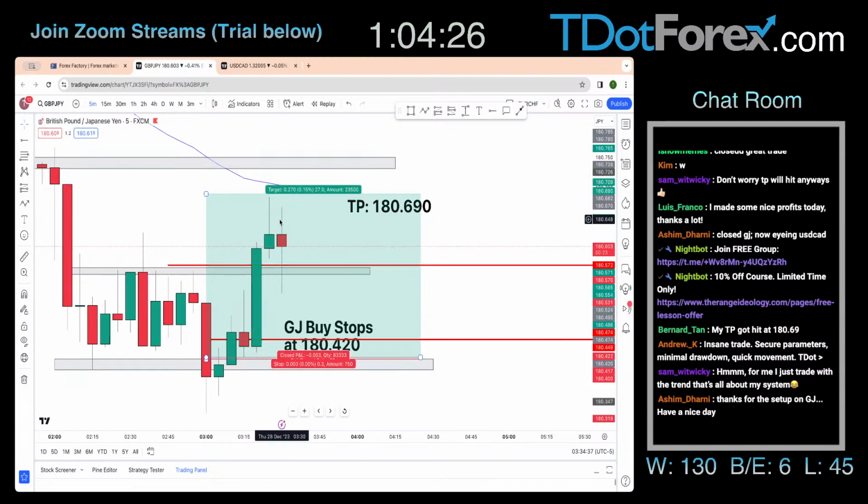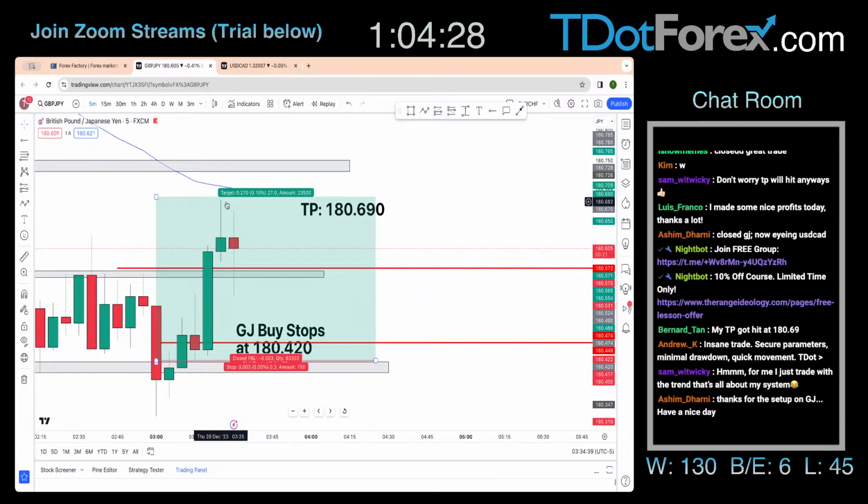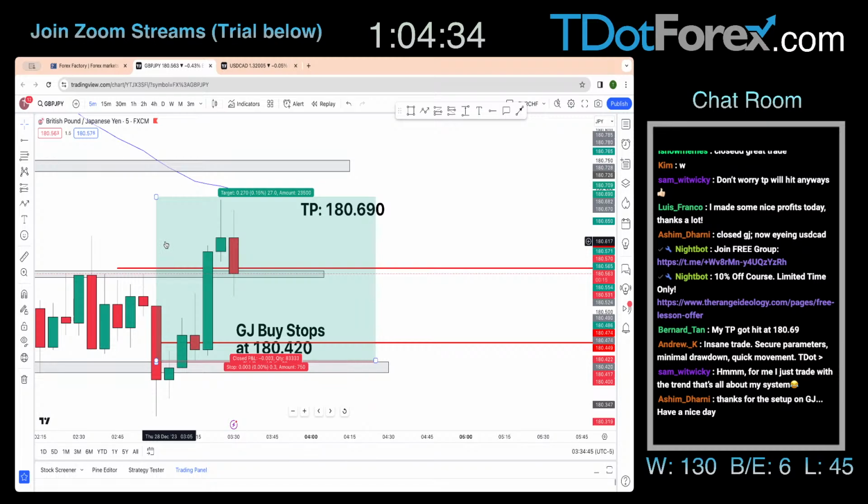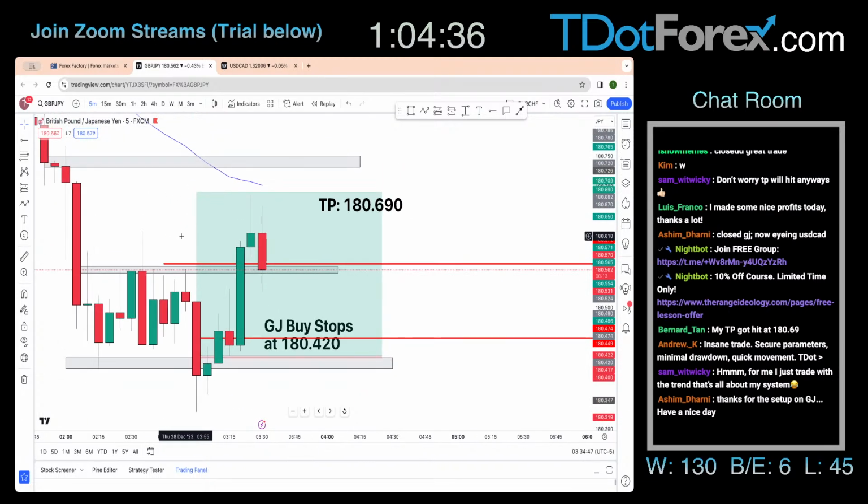It's funny here, guys. It still did not tap the TP here, but nonetheless, the 5-minute EMA still moves right there as well. And look at GJ, guys. Look at this. Imagine having another chance closing out here, and then GJ dumps again.